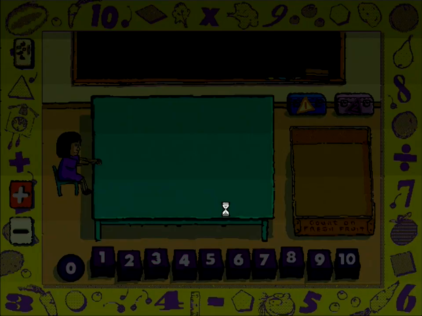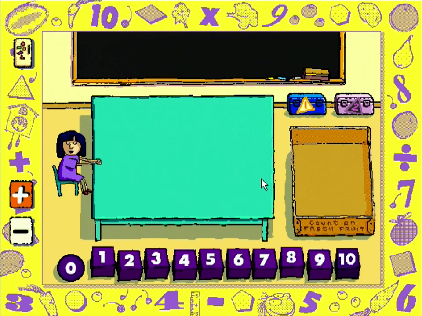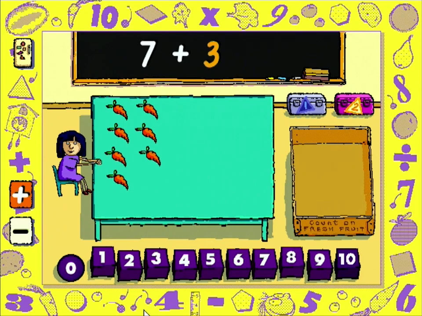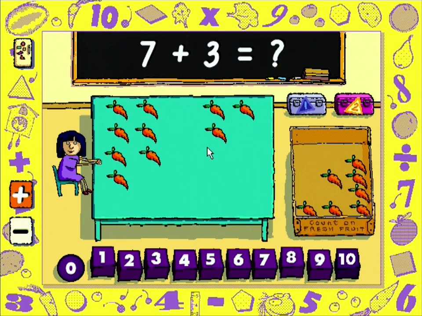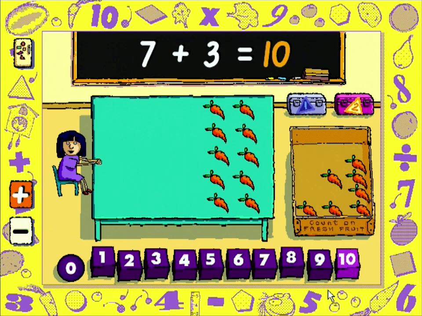Let's have some fun with numbers. Add or subtract. Level 2. Let's add up. I have 7 carrots. Get me 3 more out of the box. Ten. Hooray! 7 plus 3 equals 10.